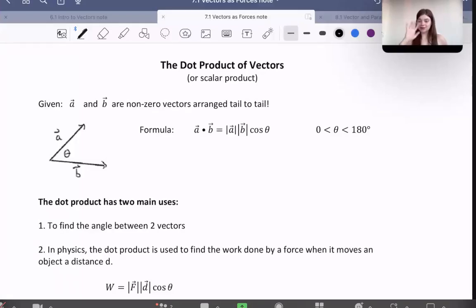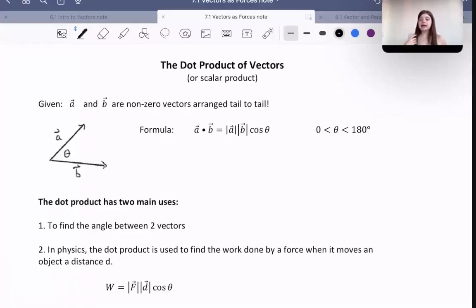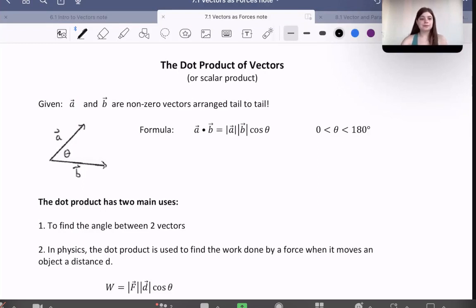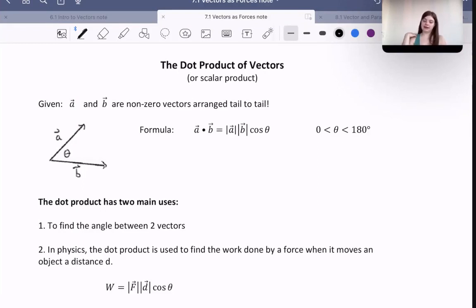Hello, everyone. Welcome back. Today, I'm going to be talking about the dot product of vectors. So, what is the dot product?